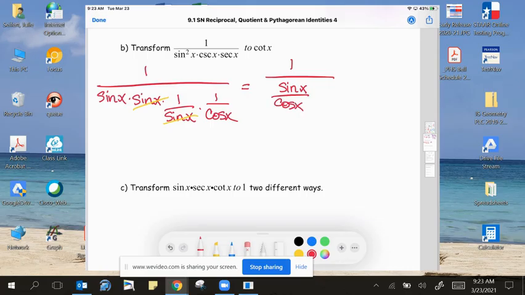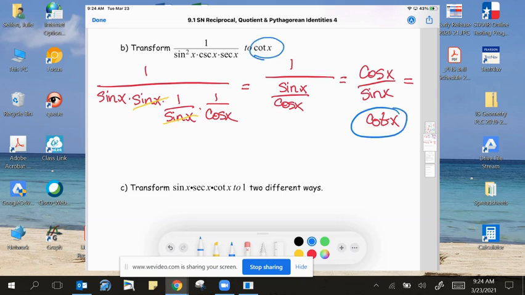Okay, now we've got a couple choices from here. 1 over any fraction just flips that fraction. So this flips to cosine x over sine x. 1 over a fraction flips the fraction. It's the same as dividing with that fraction, flipping it and multiplying it. Okay, we do know that cosine x over sine x is cotangent x. So we showed by simplifying with identities that those are true.